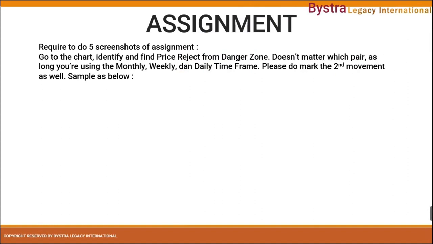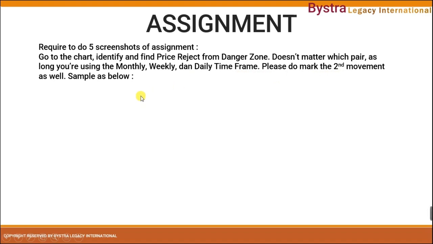Okay guys, so this will be your assignment. You need to do 5 screenshots of this danger zone SNR with confirmation of rejection. So you go to the chart, identify and find the price rejecting from a danger zone. It doesn't matter if you do it on a pair or gold, as long as you're using the monthly, weekly, or daily time frame as your major time frame for danger zone SNR. Now this time you have to mark the second movement as well.